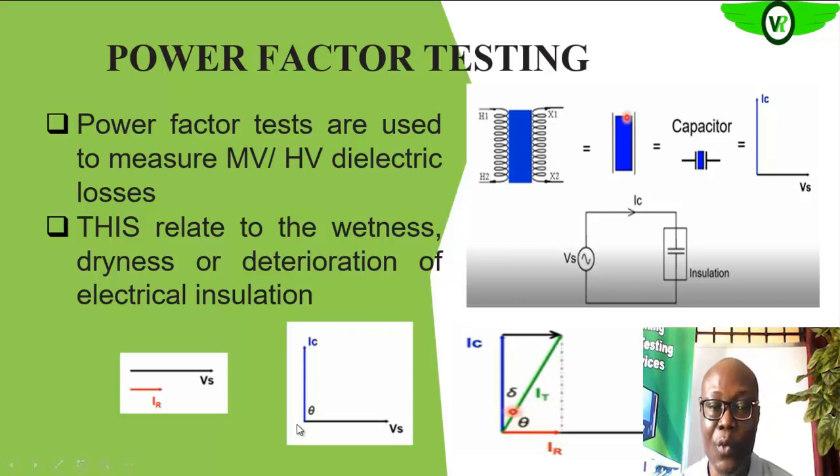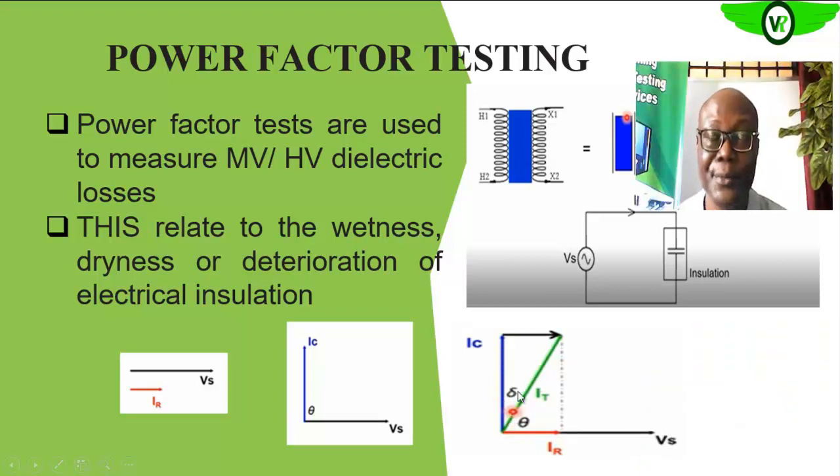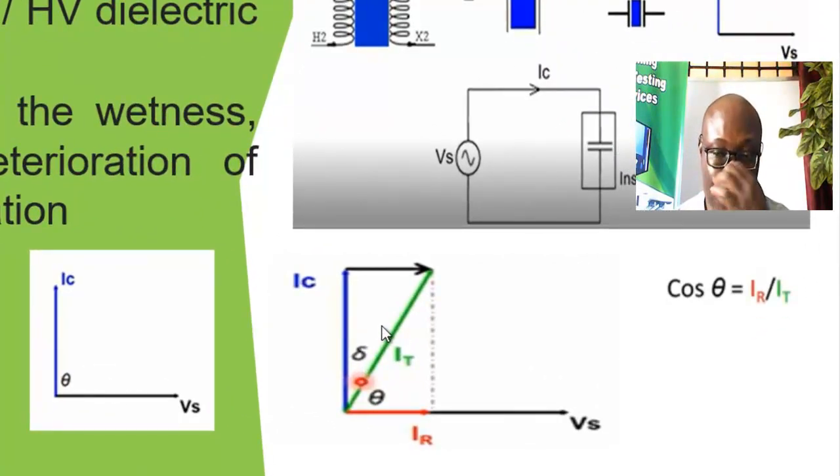Since we already have leakage current, the total current will be the vector sum of the leakage current and the capacitive current. When you look at it now, the vector sum will not be leading the voltage vector by 90 degrees any longer. So we'll say it will be leading by an angle theta. The angle between the capacitive current and the total current is delta. So cos theta is the ratio between the leakage current and the total current.